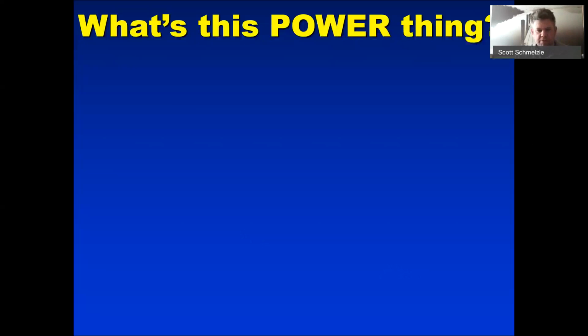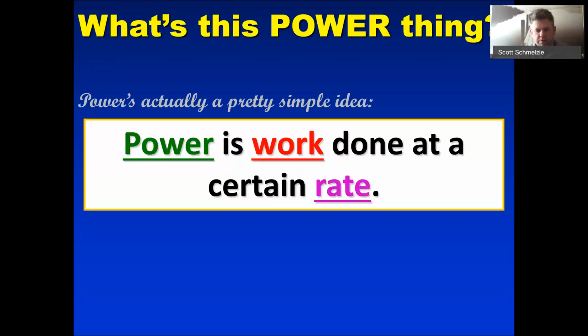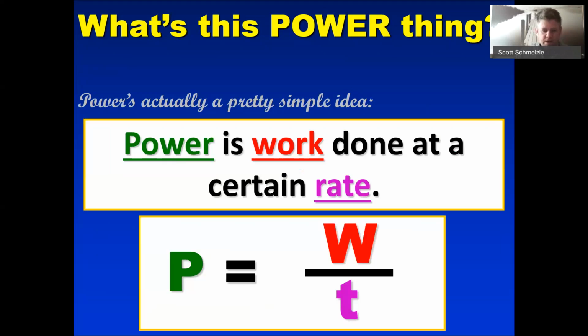Okay. So we ask, what is this power thing anyway? Power is actually a pretty simple concept for us. Power is the work done at a certain rate. Up until this point, we haven't been too concerned with how fast we get work done or how slow it takes us to do work. But in order to actually calculate power, that's where we need to know, all right, how fast is this taking place? All right. So power equals work over time.